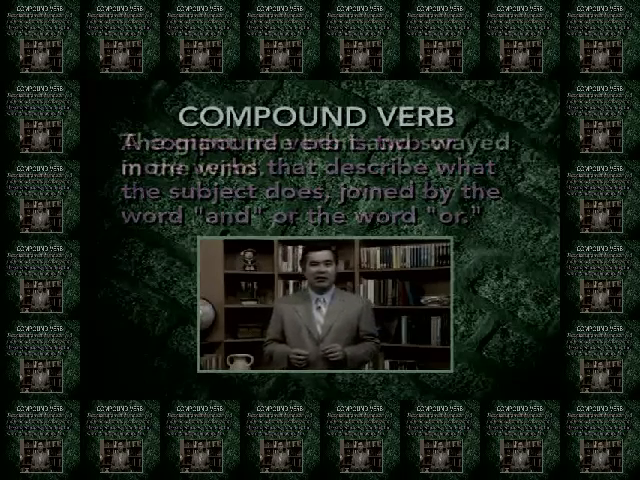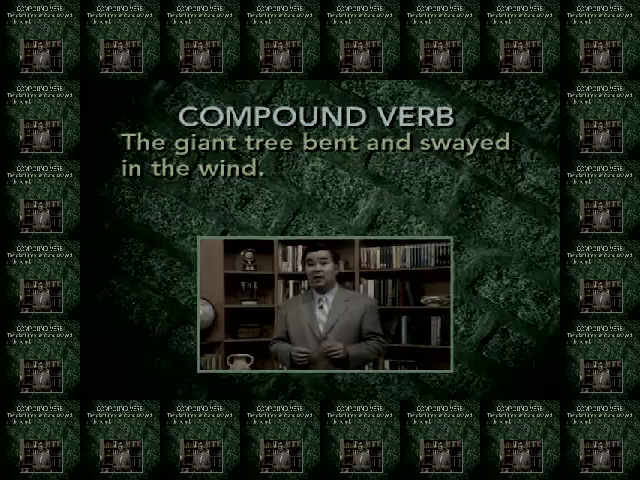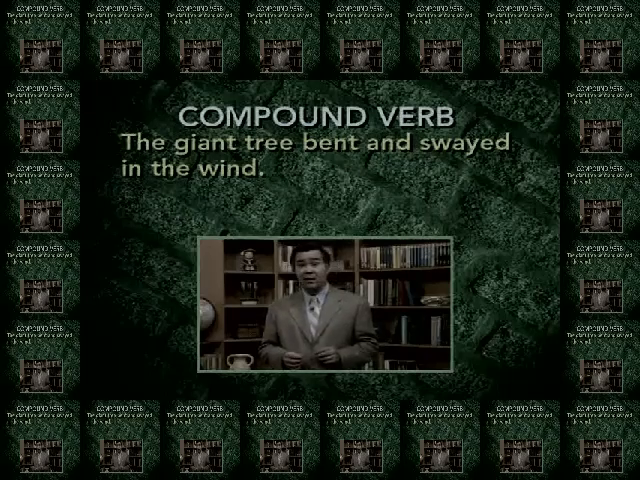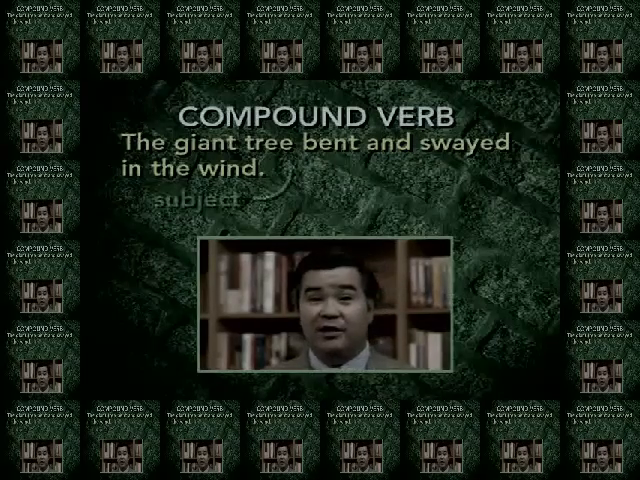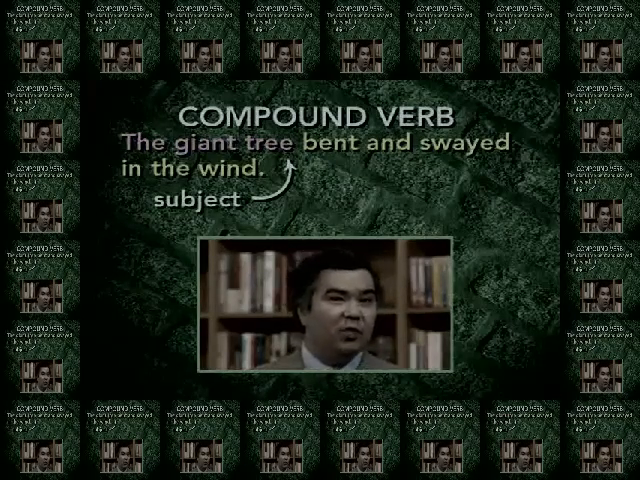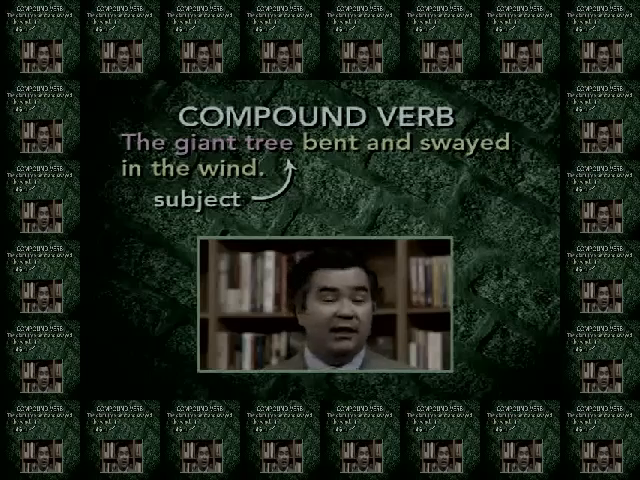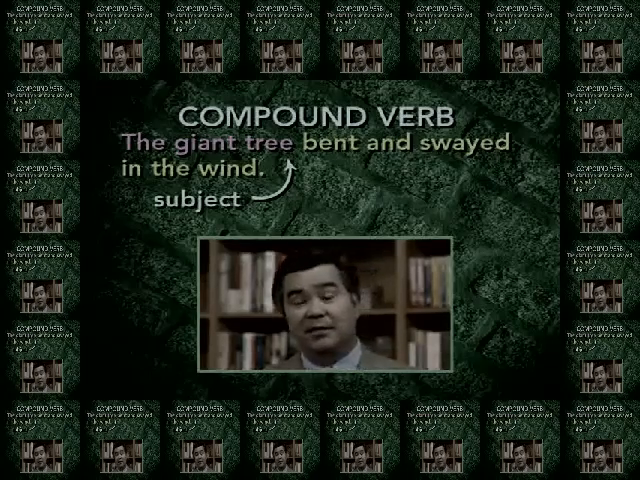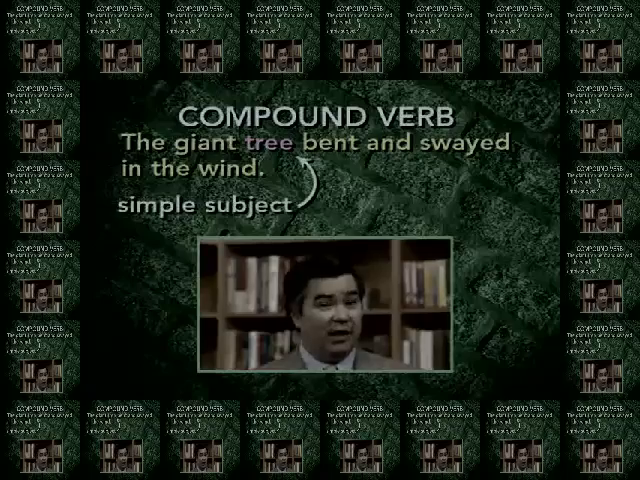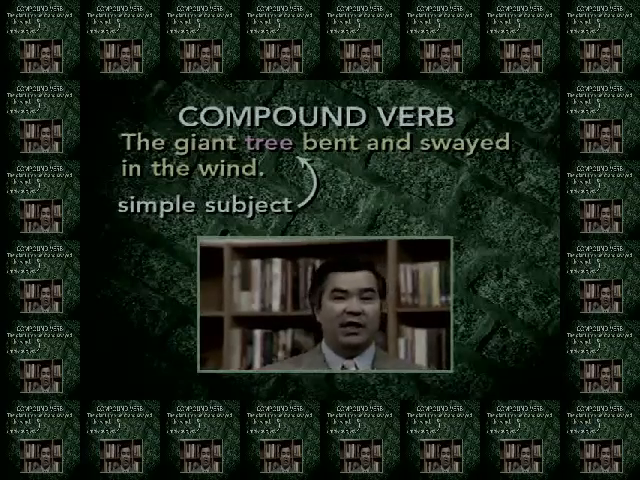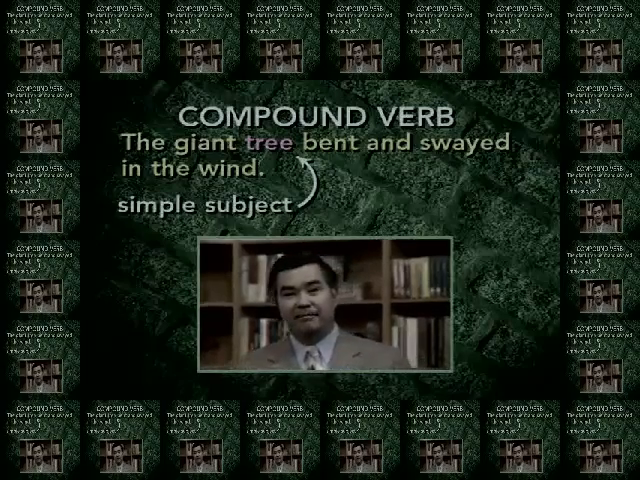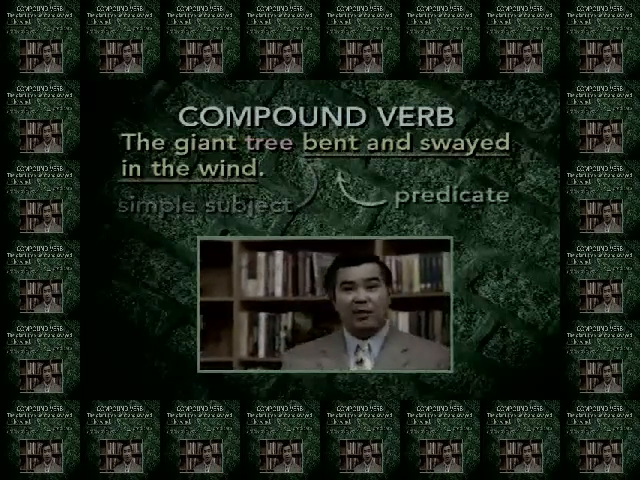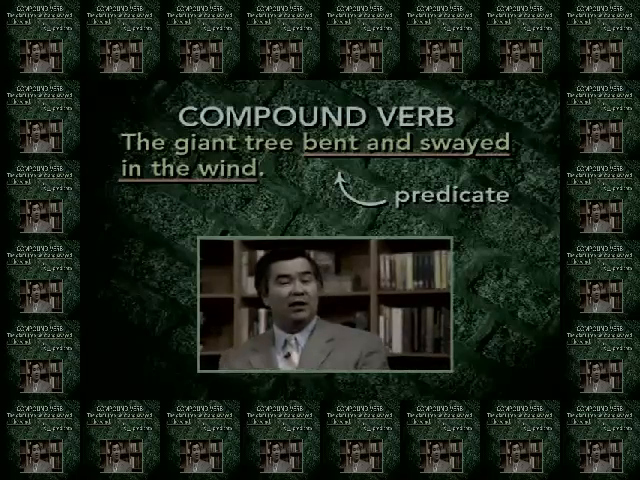Here's an example. The giant tree bent and swayed in the wind. What's the subject in this sentence? The answer is the giant tree. That's what the sentence is about. Is there a one-word simple subject? Yes, it's the word tree. The other words, the giant, are there to tell you more about the tree, to describe it a little bit. Now, the rest of the sentence is the predicate, bent and swayed in the wind.